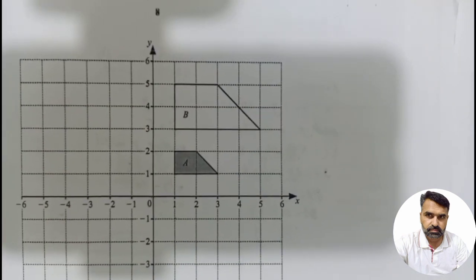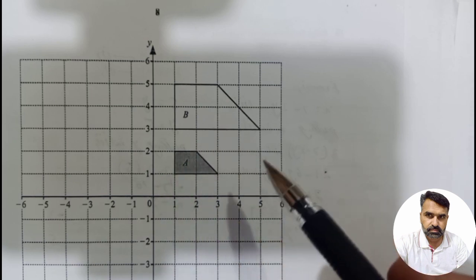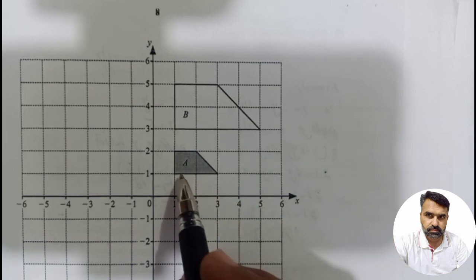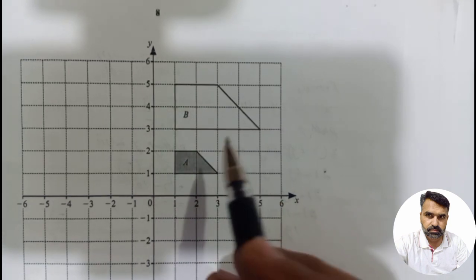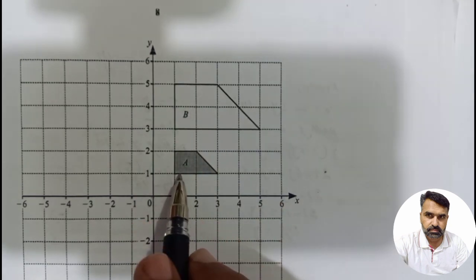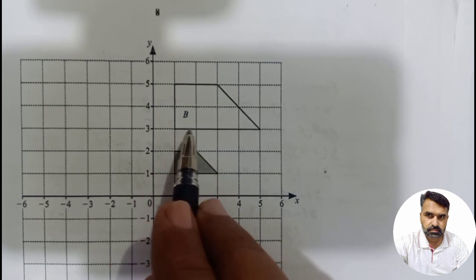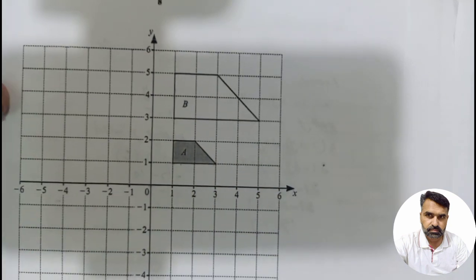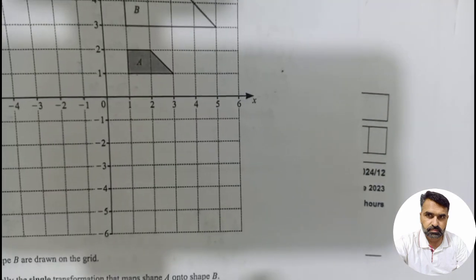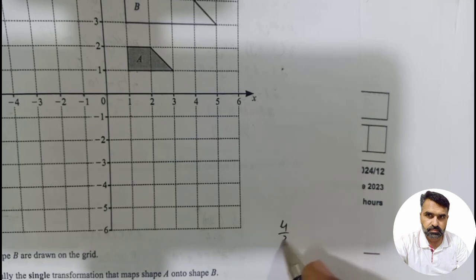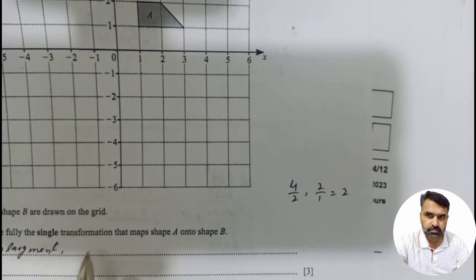Then students, we have to find what is the scale of enlargement. Look at the height of shape A, it is 1 unit, and the height of shape B is 2 units, and the length of shape A is 2 units, and the length of shape B is 4 units. So students, the scale of enlargement will be 4 by 2 or 2 by 1, and it is 2. So the scale of enlargement is 2. Scale is equal to 2.